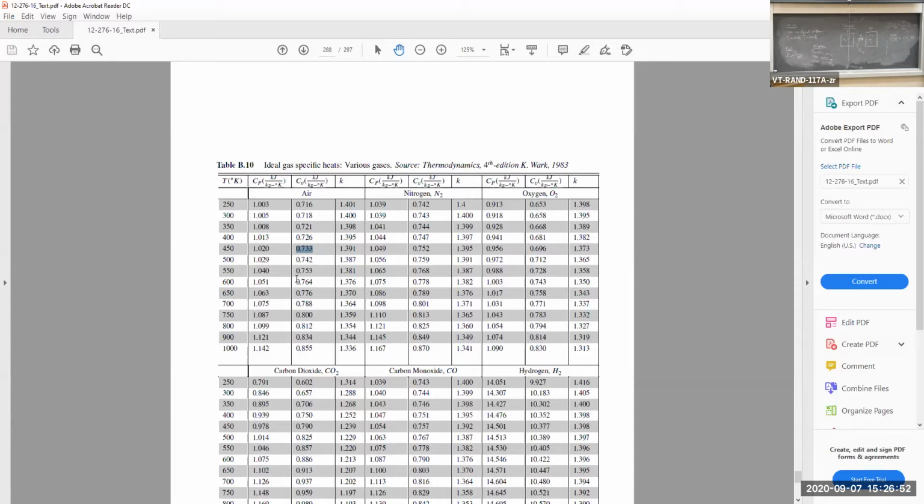0.733, and that has units of kilojoule per kilogram degree Kelvin. And my temperature change is 600 minus 300, T2 minus T1. So we have 600 minus 300, and that all has units of degrees Kelvin. Notice the kelvins cancel out. The specific heat and the temperature change.